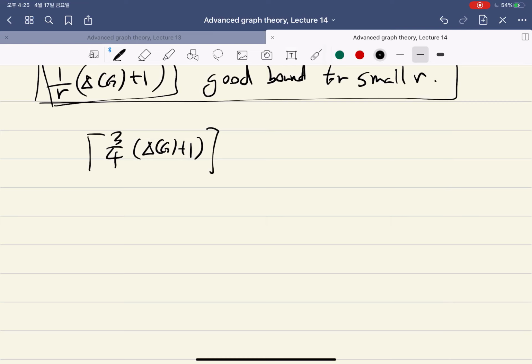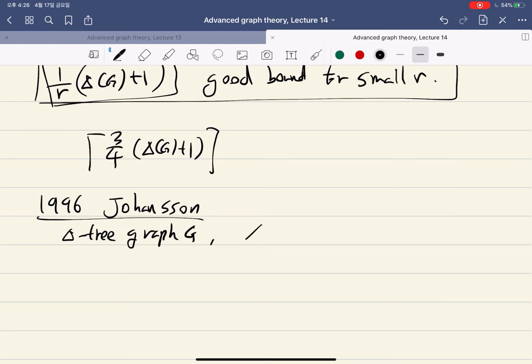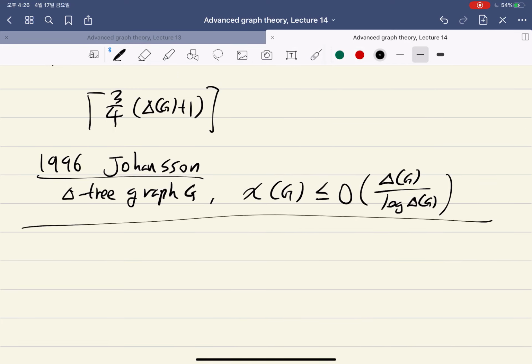But there are actually better bounds. In 1996, Johansson proved that if we have a triangle free graph, there exists some constant such that its chromatic number is at most the constant times the maximum degree over log maximum degree. And that's a side note.